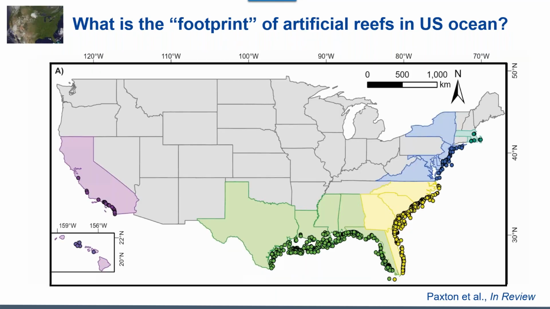And so this global meta-analysis led us to want to understand how much of an influence artificial reefs may have in the United States. And the first step towards doing this was to work directly with artificial reef managers from 17 coastal states to try to calculate the area of seafloor in the US ocean, which we'll call the footprint, that these artificial reef structures cover.